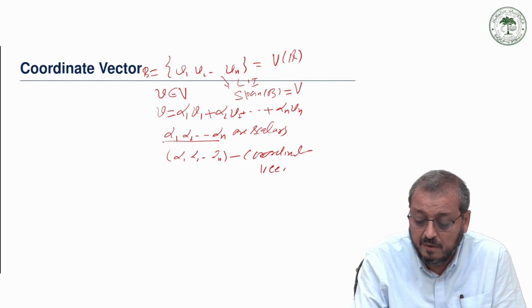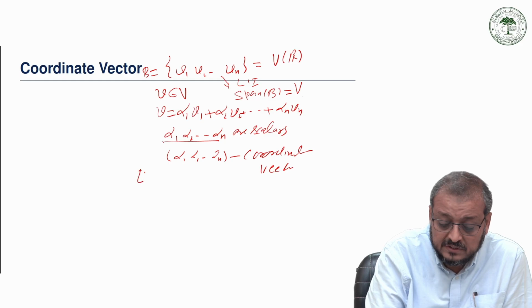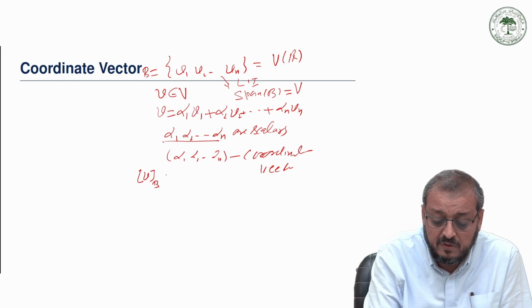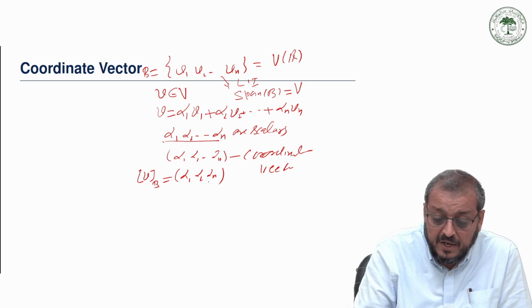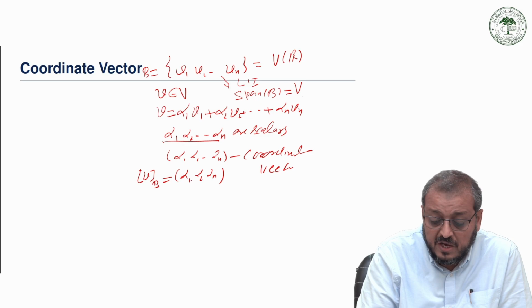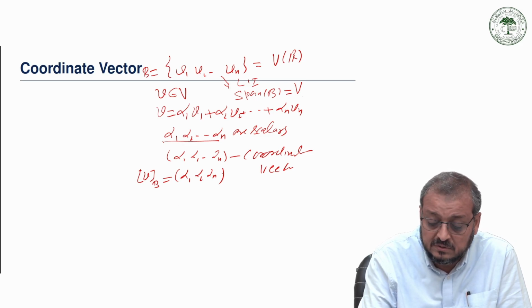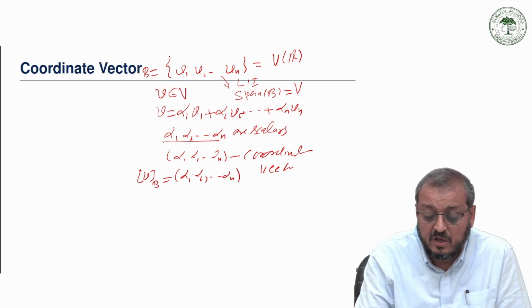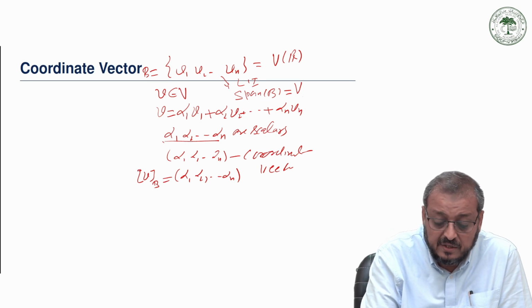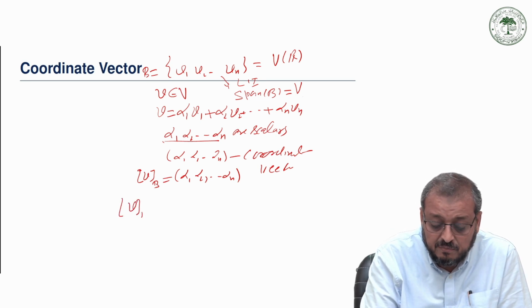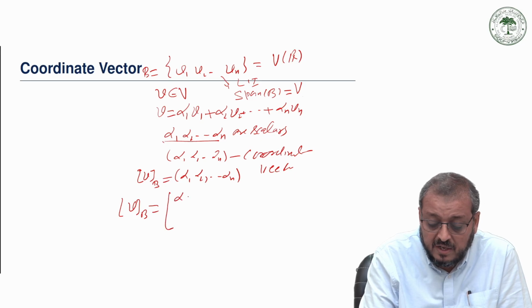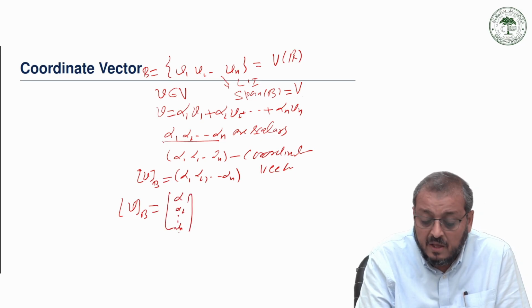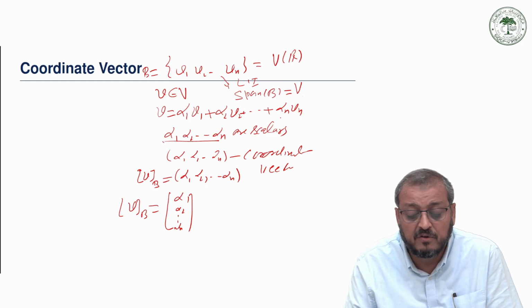We denote it as the coordinate vector of v corresponding to this basis, which is equal to alpha 1, alpha 2 up to alpha n. Now the coordinate matrix is simply this: we write the elements of these coordinate vectors as columns of the matrix. So if we write it in the form of a matrix, it can be written as alpha 1, alpha 2 up to alpha n.